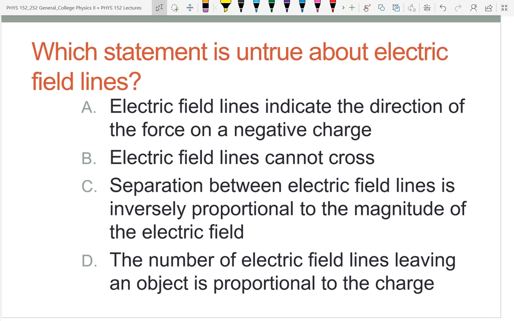Okay, another clicker question. Which statement is untrue about electric field lines? It's a little harder because it's which one is untrue.